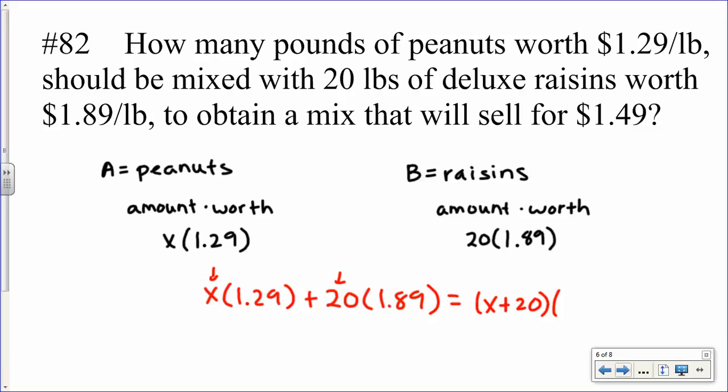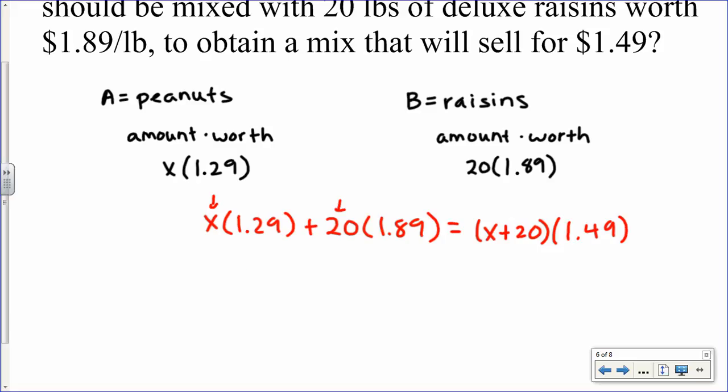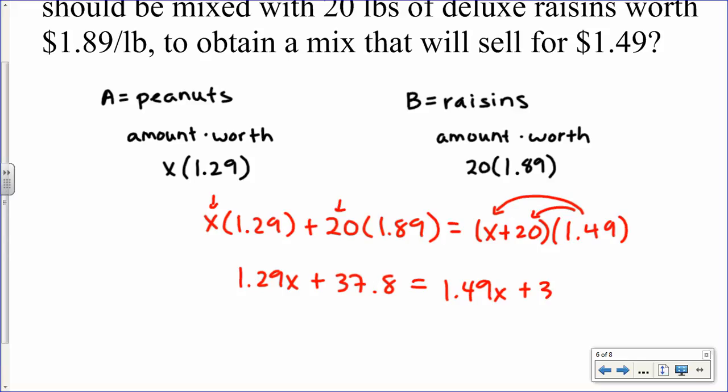And I know that worth is what? What do I want the total worth to be? $1.49. So can we all see why I have my variable in a different place this time? It's not asking me to find the total worth. It's asking me to find how many peanuts did you start with to get this total worth. Okay, so $1.29x plus 20 times 1.89 is, thank you. And then I got to distribute this 1.49, so 1.49x plus 37.8.